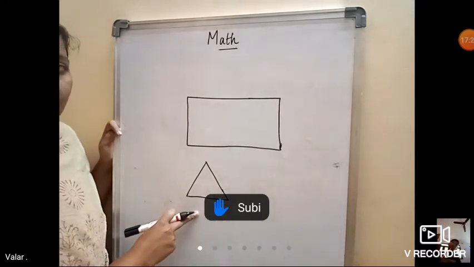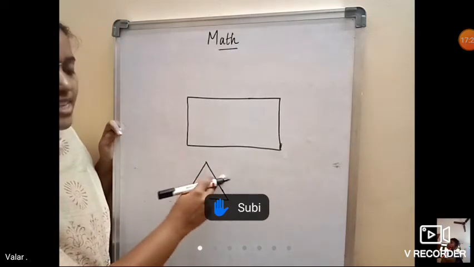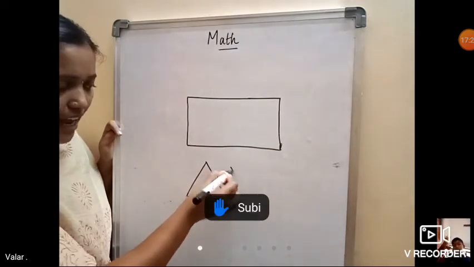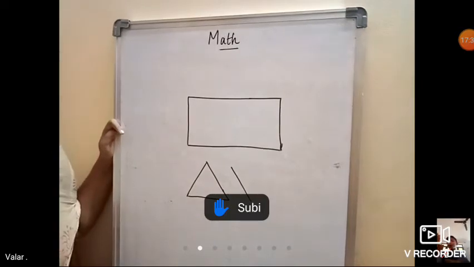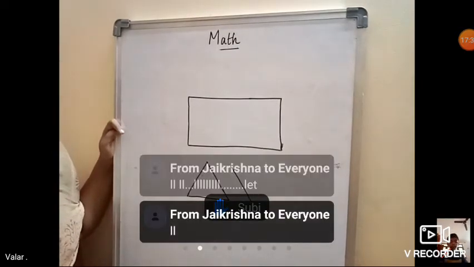If you want to draw a triangle, you need to use the slanting line. You can see the line is like this. This type of line is called slanting line.